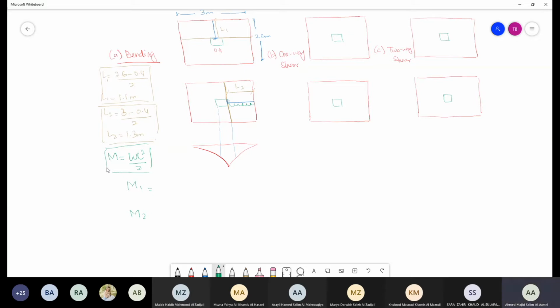So my bending moment is going to equal my W, which is the pressure. So that is 266.67, because my pressure is going to go from the bottom to the top. So 266.67 multiplied by my length, my first length is 1.1 divided by 2, and this should be squared. The second moment is going to be 266.67 multiplied by 1.3 square divided by 2. Now, can you give me these values of moment?